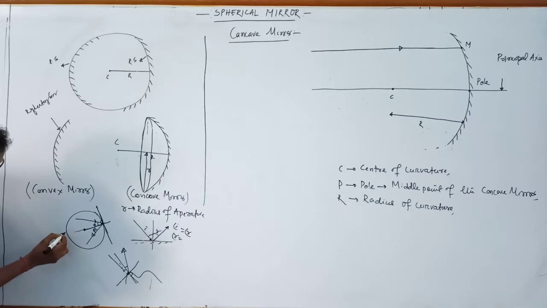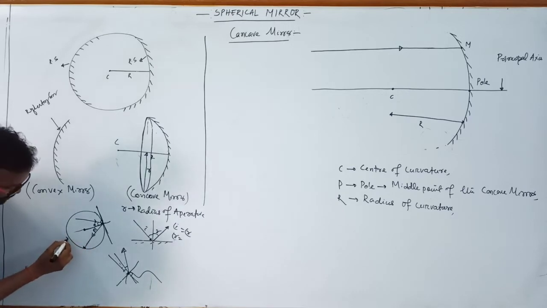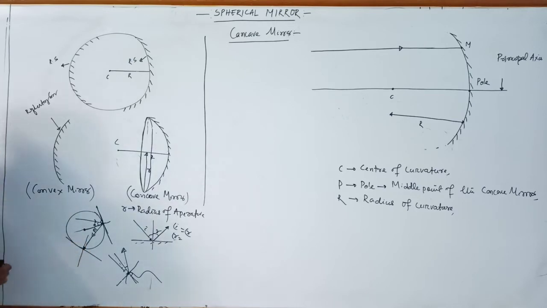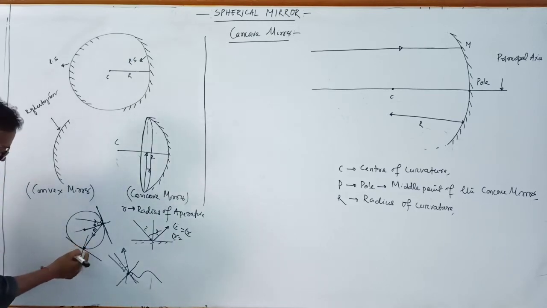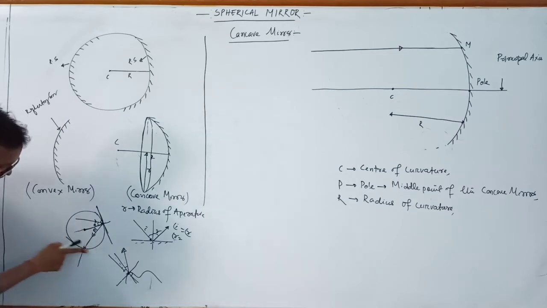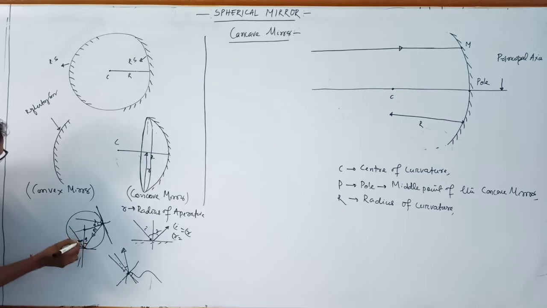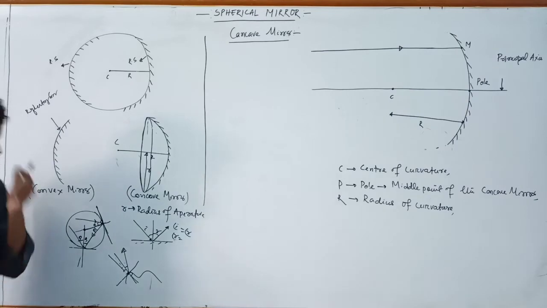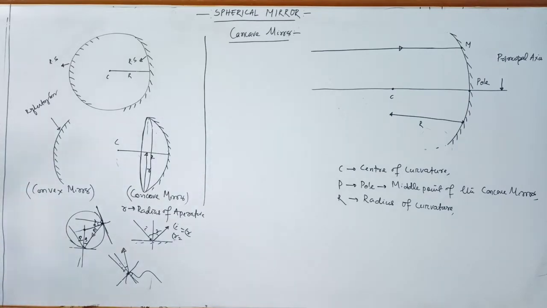Similarly, if there is an incident ray incident here, now we have to draw a tangent at that point and draw a normal here. This normal always passes through the center of curvature, and this angle is suppose theta 1, and this angle is also theta 1, that means the angle of reflection is equal to the angle of incidence.